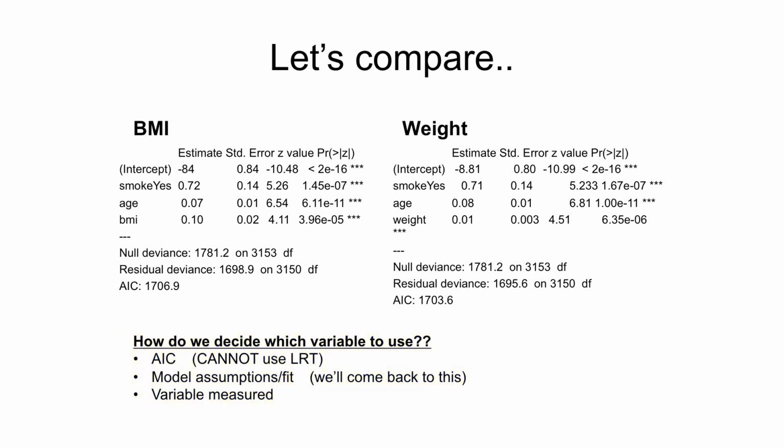But I'm going to say that we should proceed with weight since the model that includes this has a lower AIC than the model with BMI. So going forward, our model will include smoke, age, and weight as explanatory variables.